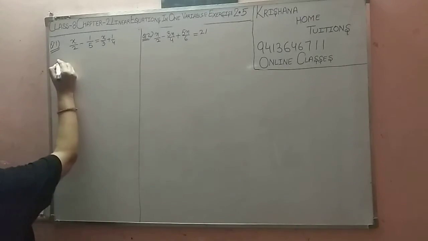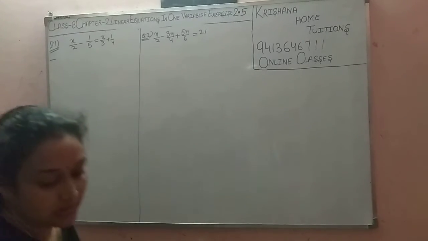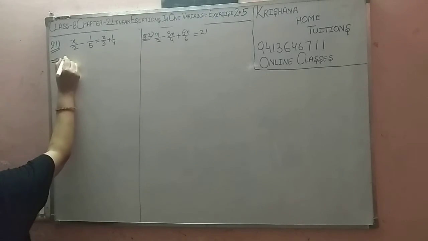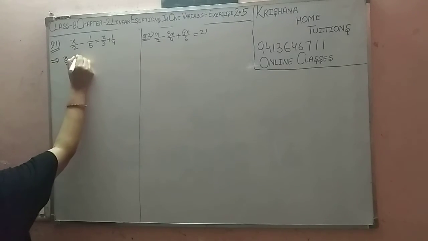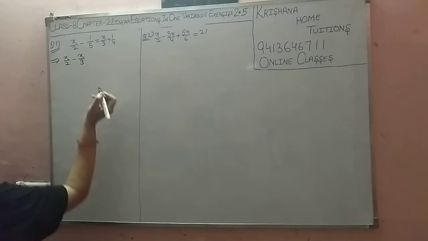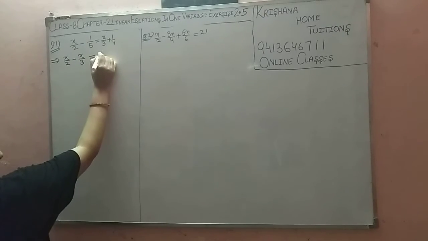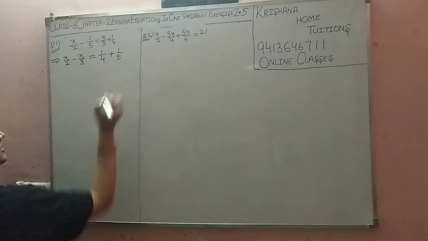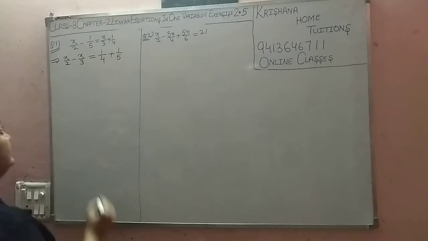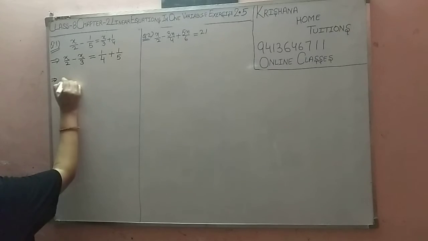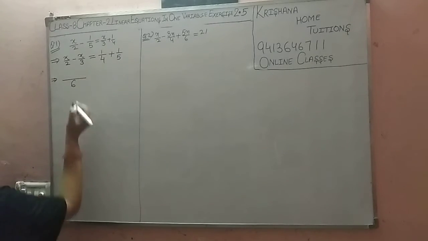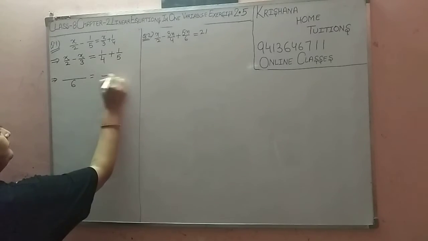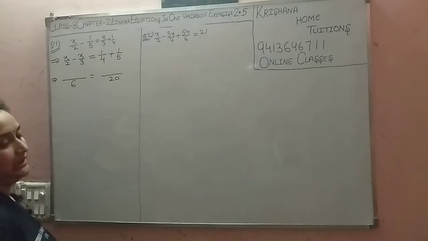So first, x upon 2 is as it is here, and I am transferring x upon 3 from right hand side to left hand side, is equals to 1 upon 4 as it is, and plus 1 upon 5 from left hand side to right hand side. Now I am taking the LCM on both the sides. What is the LCM of 2 and 3? LCM of 2 and 3 is 6 and the LCM of 4 and 5 is 20.